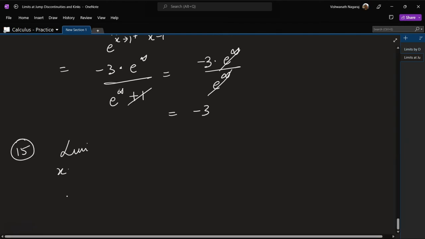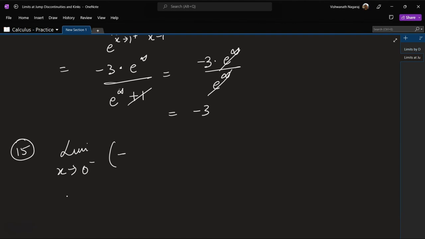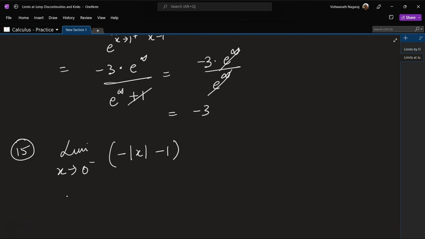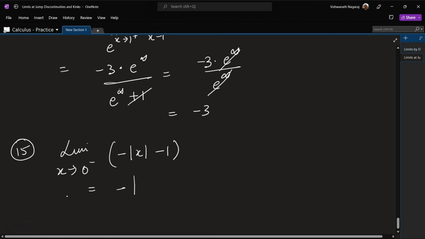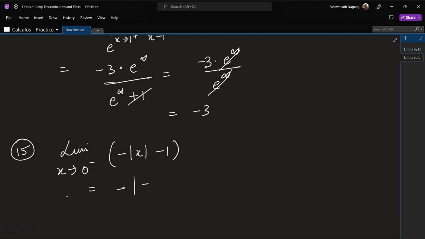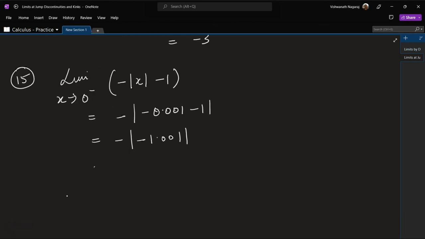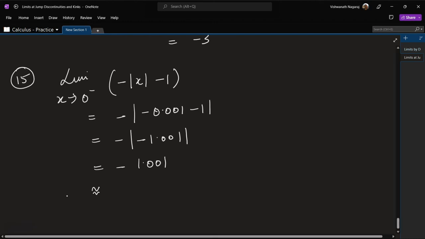Okay, let's look at the 15th one. Limit as x approaches 0 from the negative side of minus absolute value of x minus 1. Okay, so from the negative side, let's take a value which is very close to 0 but is negative. So minus 0.001 minus 1, which will be minus absolute value of minus 1.001, which is equal to minus 1.001, which is approximately equal to minus 1.